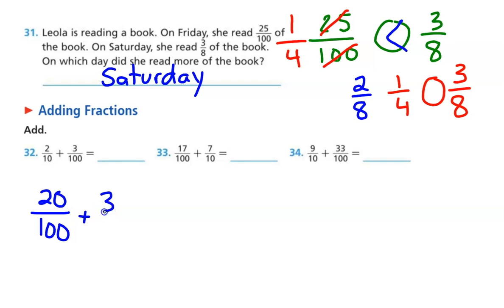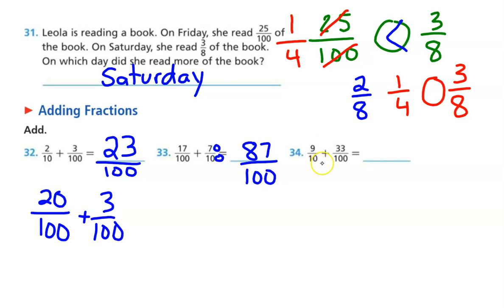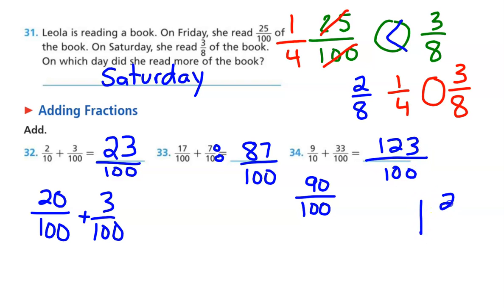Very rude, Elliot. And so then 20/100ths plus 3/100ths would be 23/100ths. 17/100ths is going to get to stay the same, and 7/10ths would end up being 70/100ths, which would make this altogether 87/100ths. And then 9/10ths would change into 90/100ths. And if we were to add that to 33, that's going to give you, what, 123/100ths, which is the same as 1 and 23/100ths.